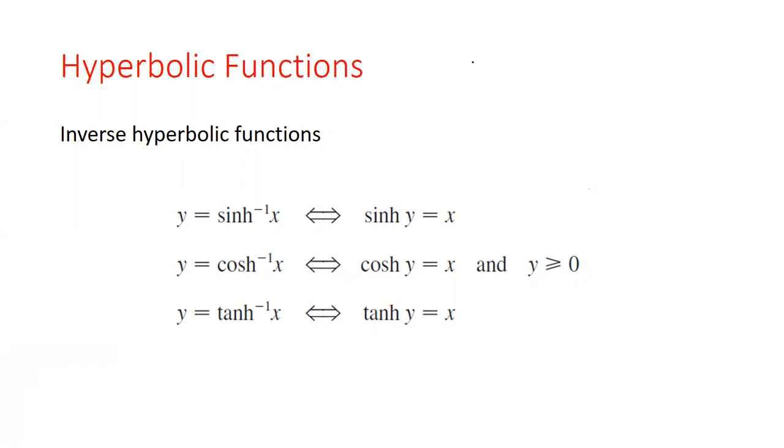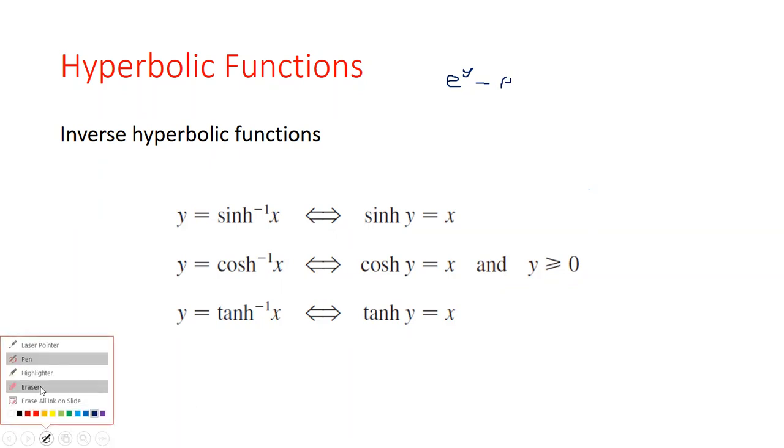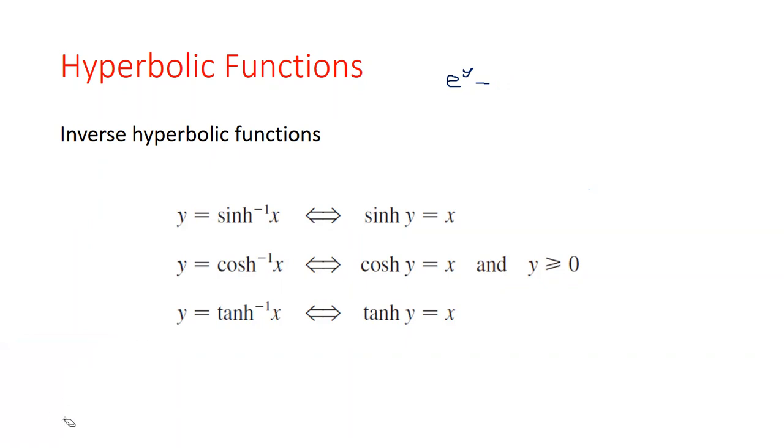Now we can denote this as e to the power of y. Okay, that was terrible. Let me remove this. So we're going to have e to the power of y minus e to the negative y, divided by 2. And then we're saying that this must be equal to x.